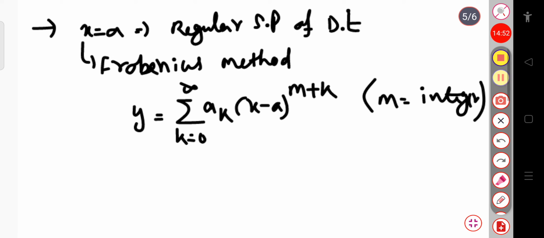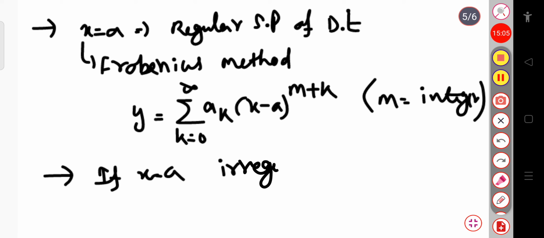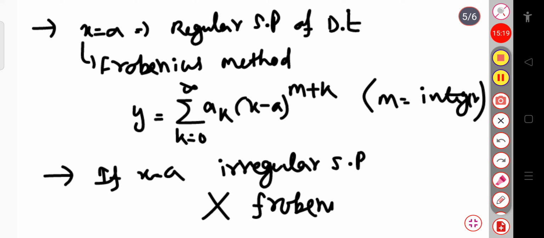Now the question arises: what if x equal to a is an irregular singular point? The singular point is of two types. One is the regular or non-essential singular point, and the other is the irregular or essential singular point. If x equal to a is an irregular singular point, then we cannot use the Frobenius method to solve this.